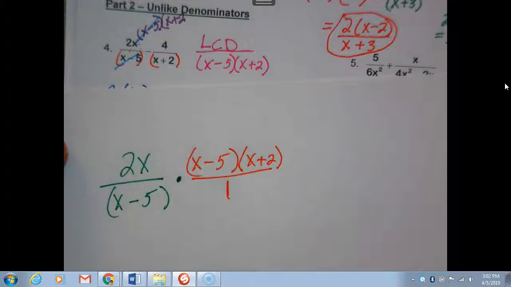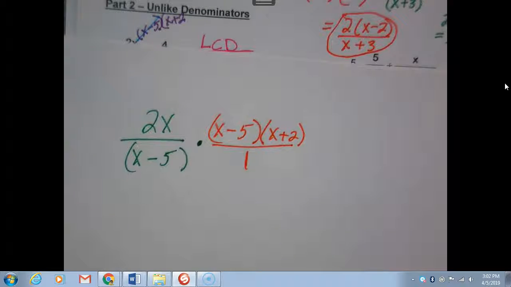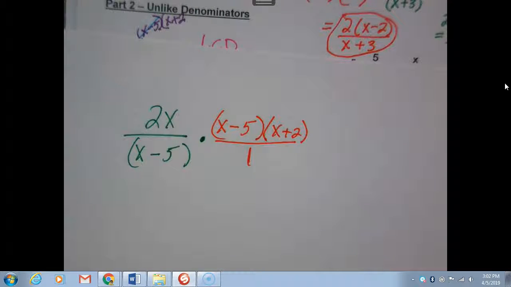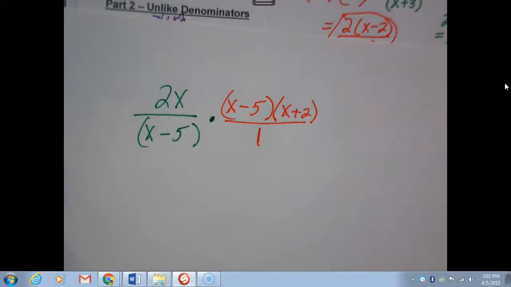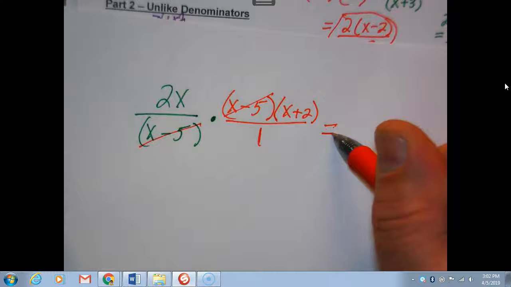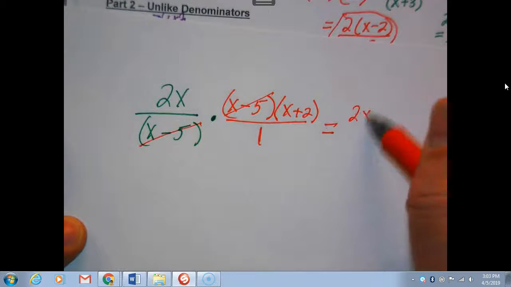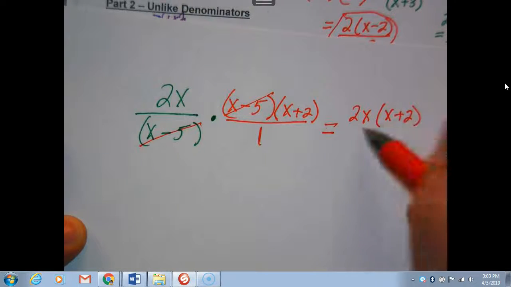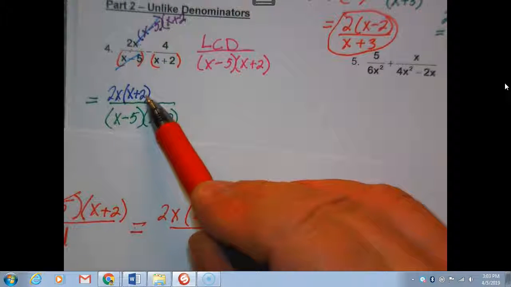Now, this was 8.4. If you did your homework last night, and I told you it was really important to do your homework because we were a day behind and I wasn't going to be able to go over it, you should have canceled these out, because it was multiplying and dividing rational expressions. Then I have 2x times x plus 2 over 1. And that's what we have: 2x times x plus 2.